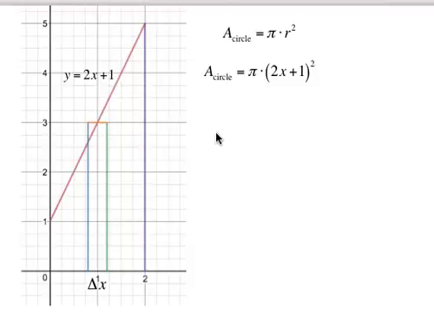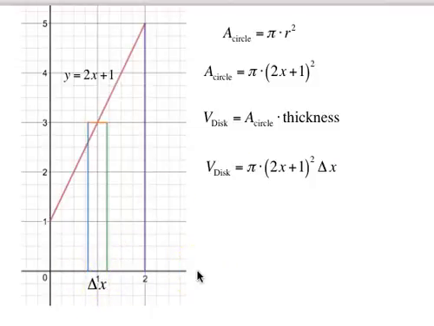But a piece of bologna has thickness. If we want volume, the volume of that disk is the area of the circle times the thickness. Change in x is the thickness of that piece of bologna. So the volume of the disk is pi times (2x plus 1) squared times the change in x of this one piece of bologna. Now we have several pieces. In fact, if you look at these little rectangles built into this, we could imagine many, many pieces of bologna being used. So the entire solid is the sum of all of the disks.